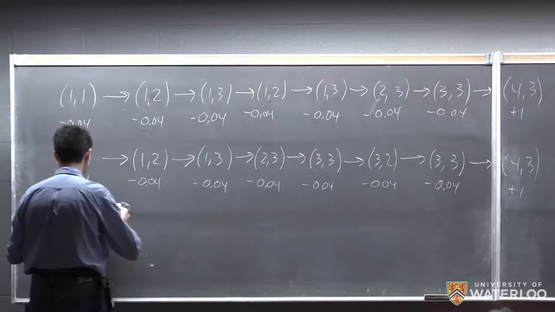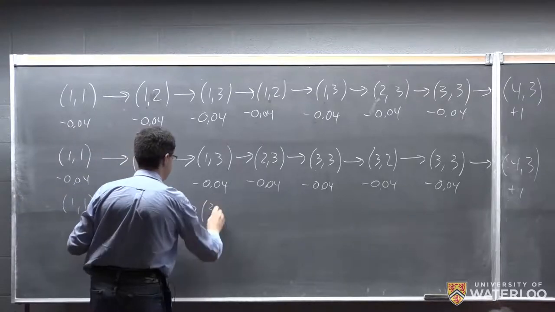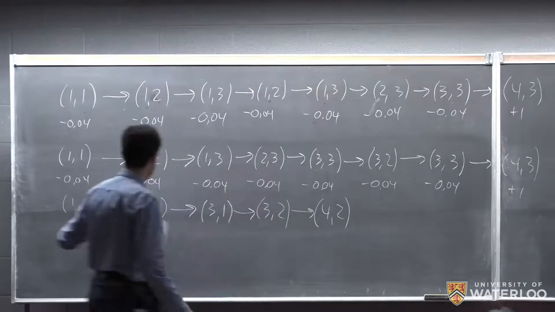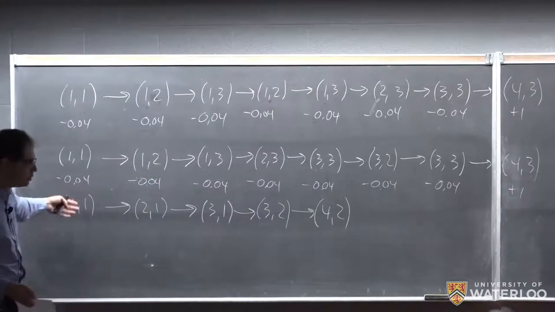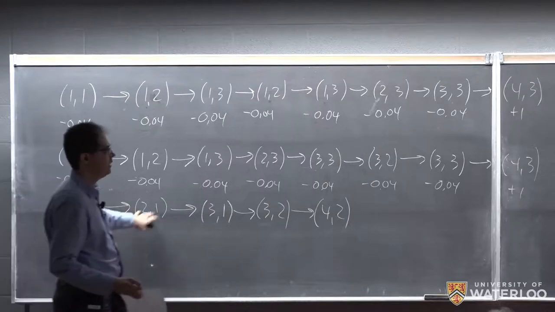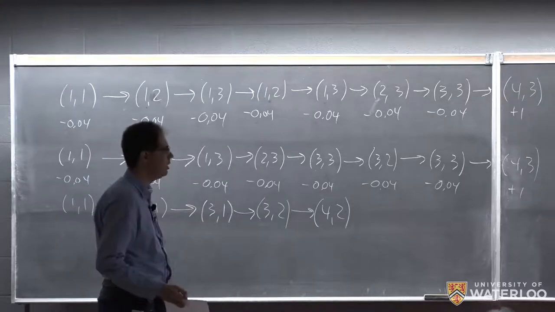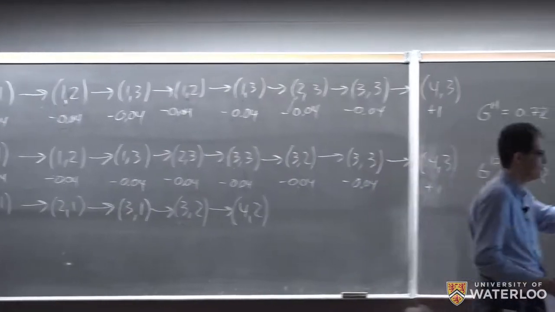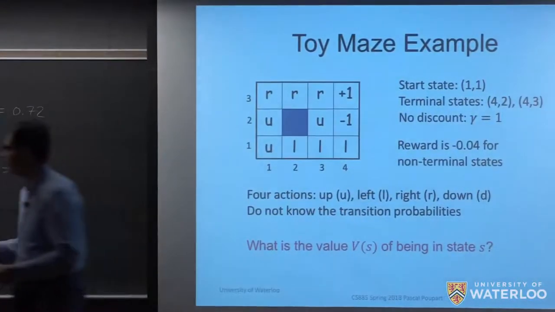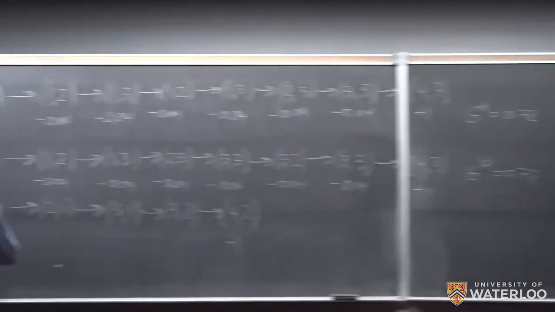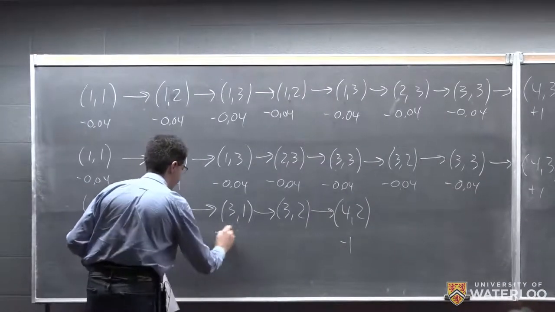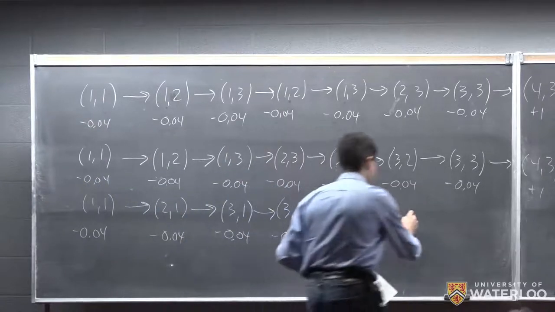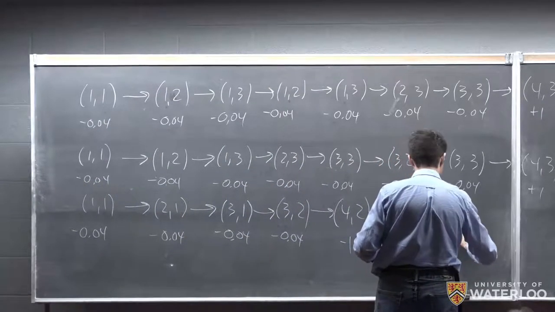So let's say on the third run, I go to the following states. Okay, so this one is a little different. I start in 1-1, I execute up again, but I slip and I end up in 2-1. Then when I execute left, I slip again, I end up in 3-1. And then after that, I slip again, I end up in 3-2. And then I slip again, I end up in 4-2. So this is a pretty bad run. I end up getting -1 for the last state, and then there's -0.04 for all the other states. So G3 will be equal to -1.16.